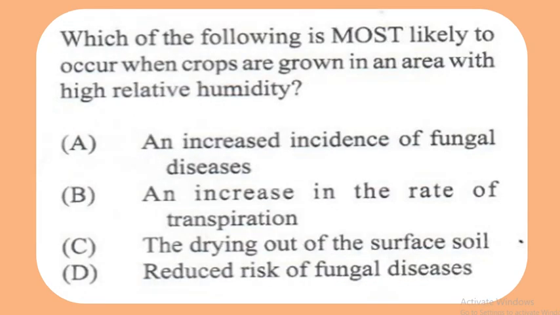Alright, number 2. Which of the following is most likely to occur when crops are grown in an area with high relative humidity? Is it A, an increased incidence of fungal diseases, B, an increase in the rate of transpiration, C, the drying out of the surface soil, or D, reduced risk of fungal diseases? And the answer is A.